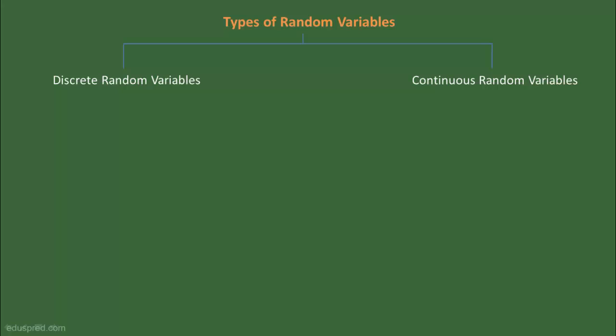In this lecture, we will discuss the types of random variables. This lecture is a part of our course on discrete random variables and probability distributions.